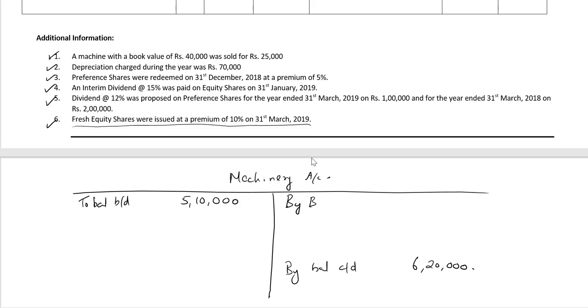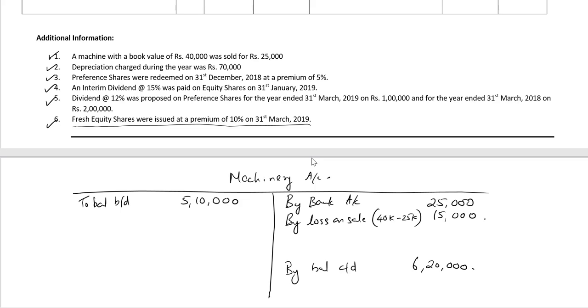So by bank for sale proceeds 25,000 rupees. There's a loss on sale, by loss on sale. The book value of 40k minus the sale proceeds of 25k, 15,000 is the loss on sale.